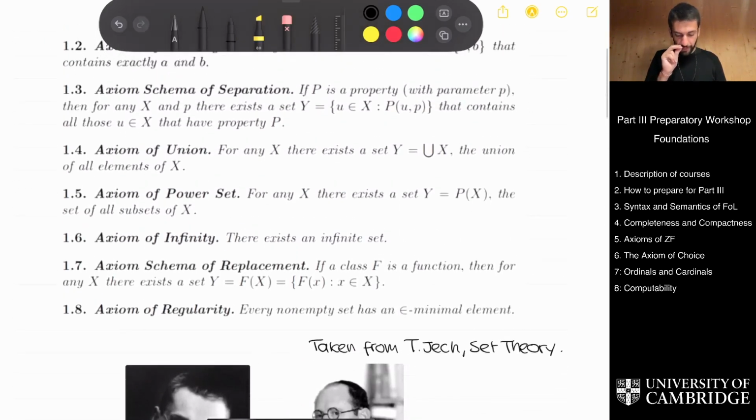Okay, infinity might have been a bit tricky, because in the way that I phrased it before, it's very vague. So it says that there exists an infinite set, but what does this even mean? How can you even describe this using just the epsilon relation?